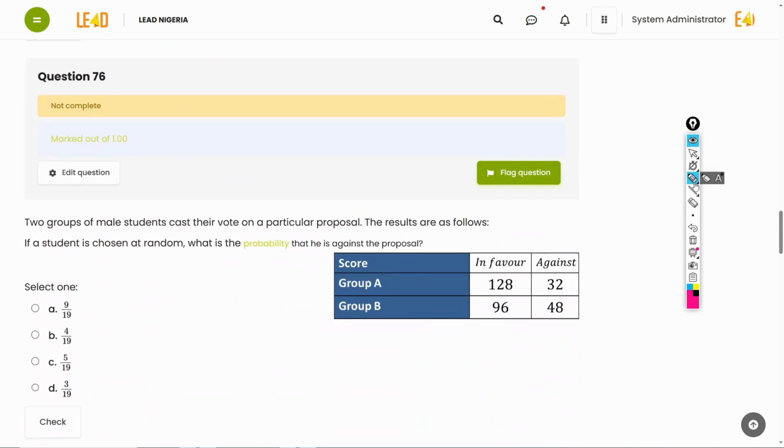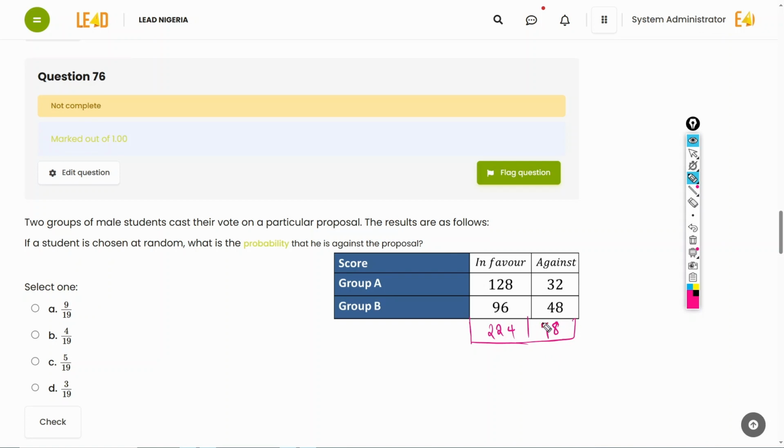$76. 2 groups of male students cast their vote on a particular proposal. The results are as follows. If a student is chosen at random, what's the probability that he is against the proposal? Okay, so that will be the total for against. All right, total for against. So let me draw that here. So this is 224 and this is 78.